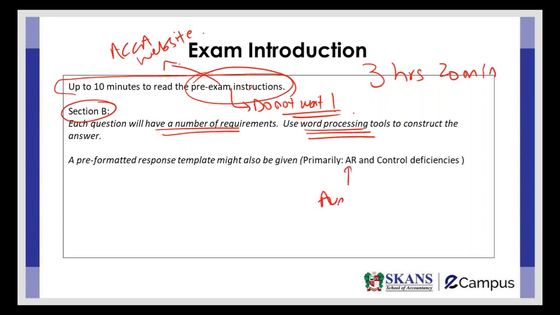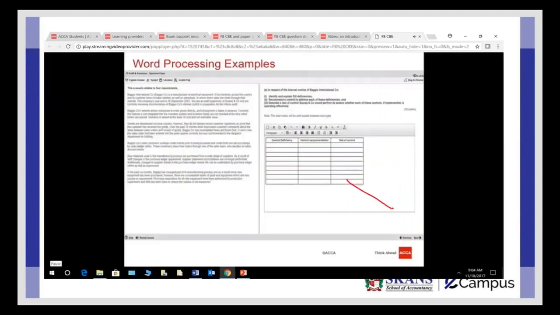For audit risk and internal control questions, you might be given a pre-formatted template in your exam. This is what a pre-formatted template is, guys. This right over here. So a table will already be made. You'll just have to put in your answers under control deficiency, control recommendation, or test of control. If the pre-formatted template is not given, you can also insert a table yourself. In a little while, I'll show you how you can do it.